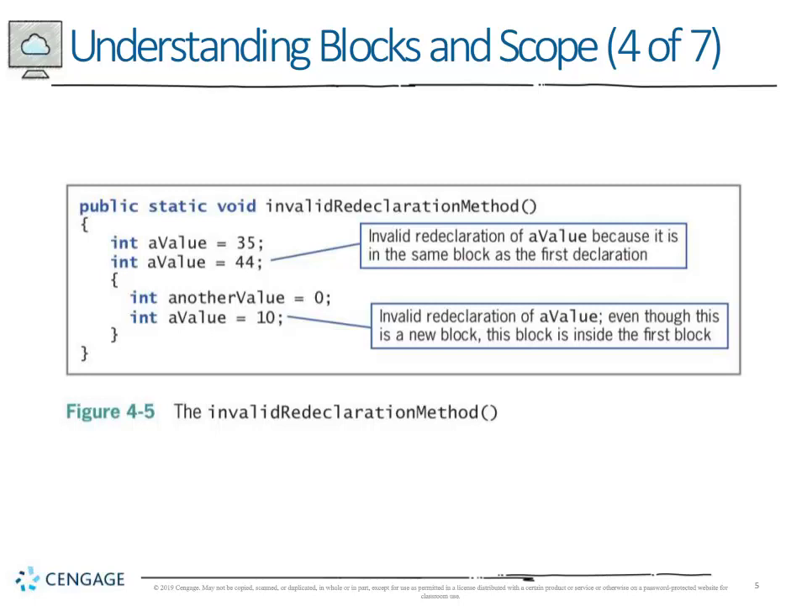In this example, in the outer block, we have integer aValue equals 35, integer aValue equals 44. That's illegal because we declare it multiple times. In the inside block, we have an integer aValue equals 10. That's invalid, illegal. It's a redeclaration of aValue from outside the block. Even though it's a new block, the block is inside the outside block. The variable still cannot be redeclared.